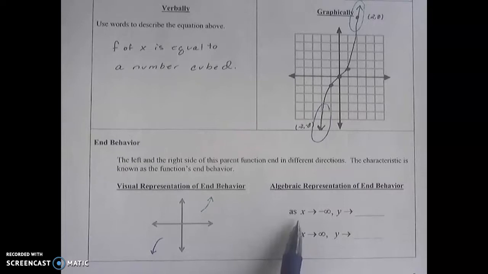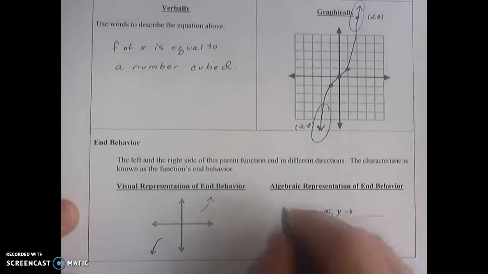Algebraically, what we can say is that as x goes to, this arrow means as x approaches or x goes to negative infinity. Well, negative numbers on the x-axis would be to the left. So really what this is saying is x goes to the left.